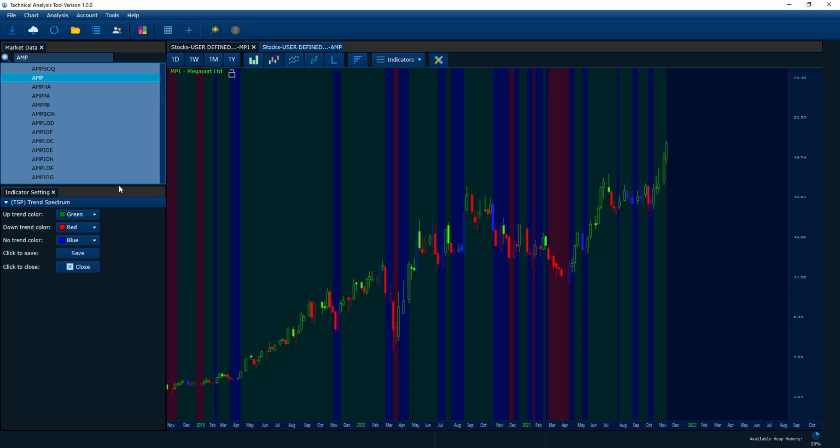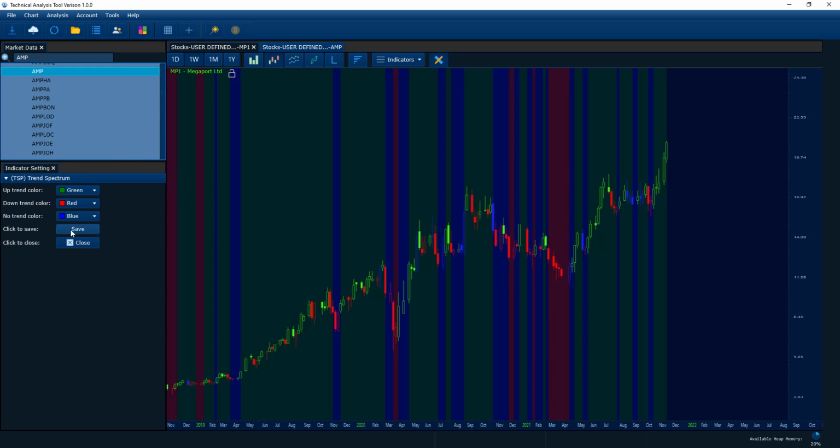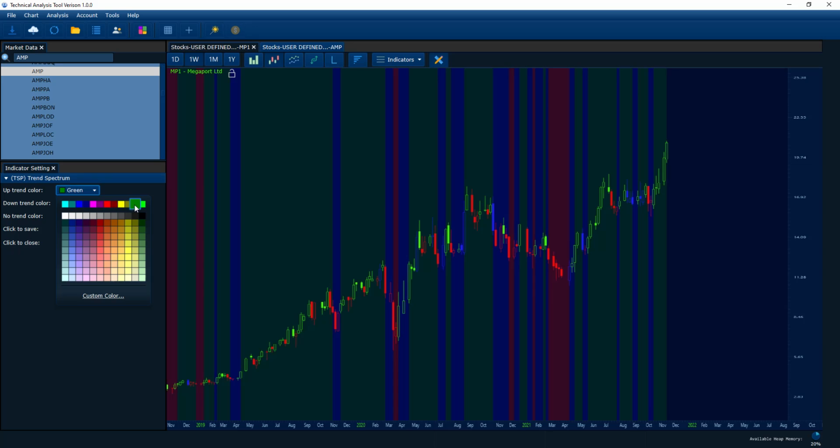Okay, so basically, as you can see here is the configuration of the spectrum. The spectrum has 3 colors. The first one is the uptrend color. At the moment, the default is green, which means uptrend. Red means downtrend. Blue means no trend, which means not decided. The trend is not clear, so it's kind of sideways movement.